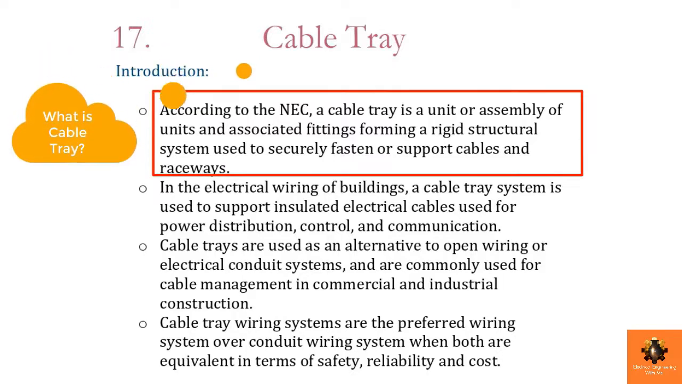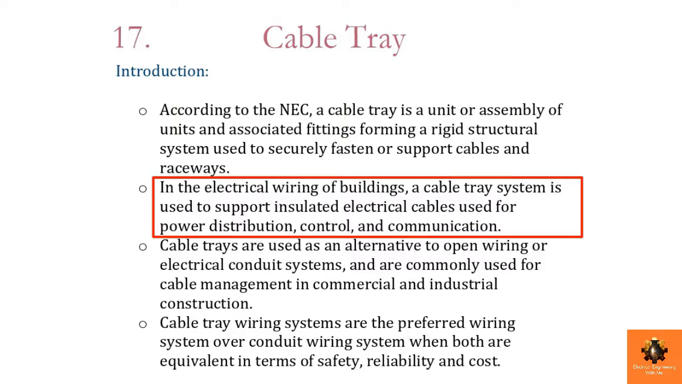According to the NEC standard, a cable tray is a unit or assembly of units and associated fittings which forms a rigid structural system that is used to support cables and raceways. In simple words, cable trays are components of support systems for cables and wires. In the electrical wiring of a building, a cable tray system is used to support insulated electrical cables.